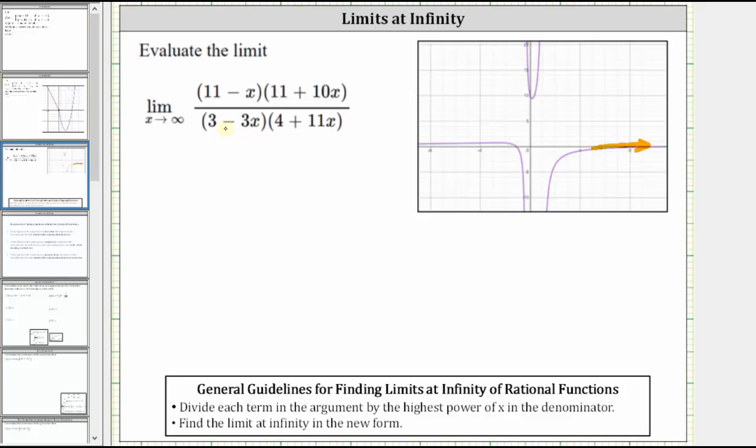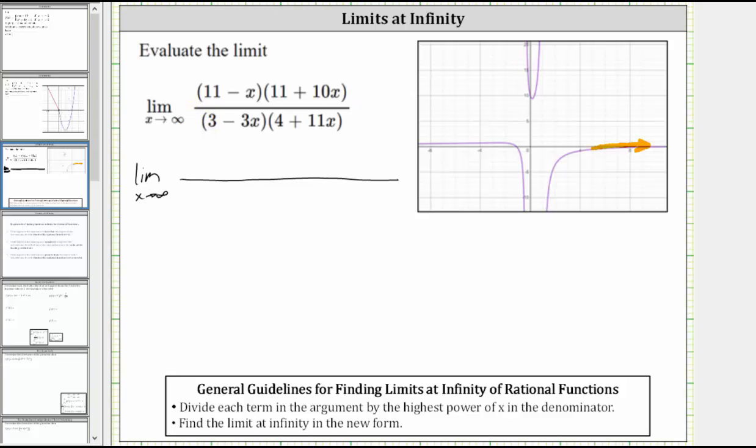Notice the rational function is given in factored form. Even though the factor of 3x minus 3 does have a common factor of 3 here, there are no common factors between the numerator and denominator, and therefore the factored form is not going to be helpful. We're actually going to start by multiplying the factors in the numerator and the denominator. So we have the limit as x approaches infinity.